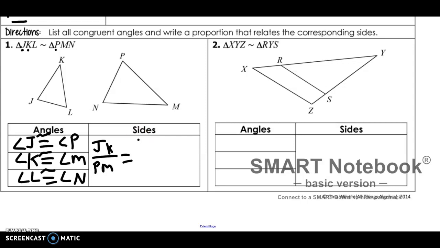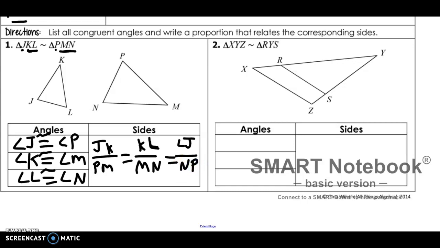The next one would be KL. For KL, the last two in the first triangle, the last two over here would be MN. And then we'll get the last one. I would do LJ over NP. All those scale factors should all be the same.